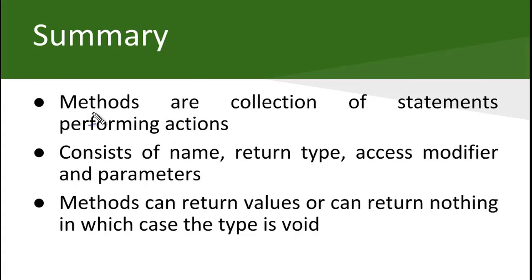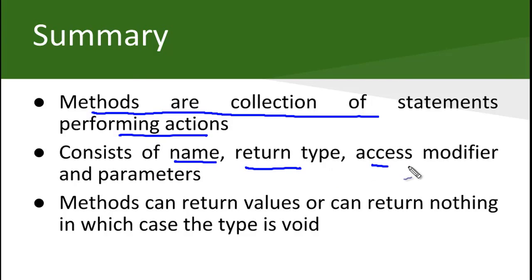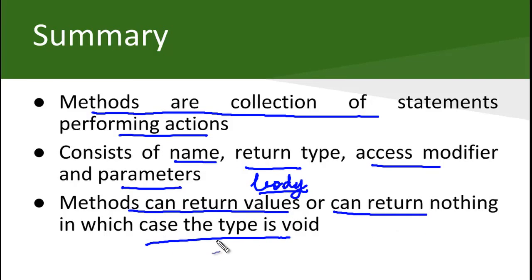So let us summarize what we learnt. Methods are basically a collection of statements and they perform some action. They consist of the name, return type, access modifier, parameters, and the most important part, the body. Methods can return values and can return nothing, in which case the type is void. And remember, when a method is called, the program control is passed from the method where it is called to the method which is invoked. When that method stops executing or returns something, the program control goes back to the method from which it was called.